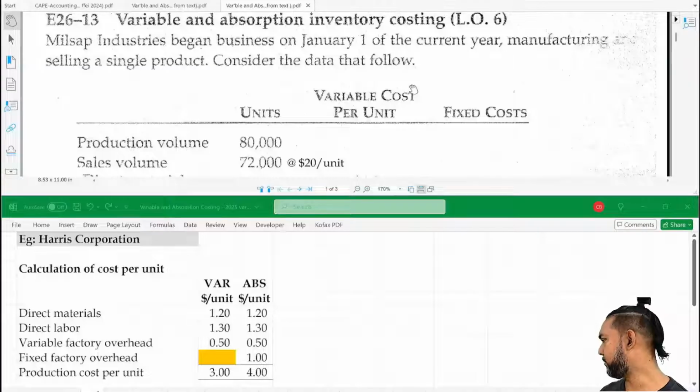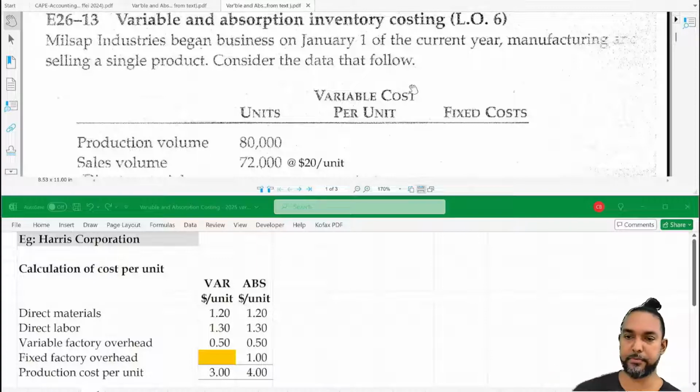So there are two PDFs. One is notes and examples, so that's where I took Harris from. And the second one is the one we're going to be working from for the rest of today, I believe, which is the variable and absorption costing review questions from text PDF. If you feel so inclined, you can open that in your own PDF reader.